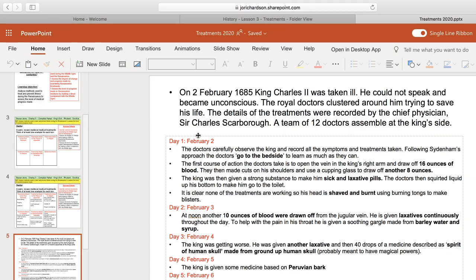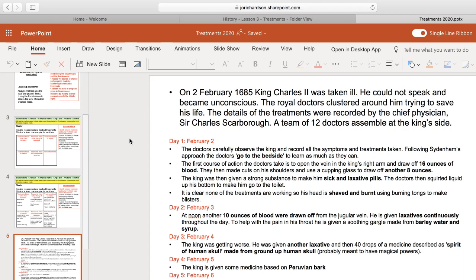So, just to give you some context here, and I'm just reading from the top here, on the 2nd of February 1685, King Charles II was taken ill. He could not speak and became unconscious. The royal doctors clustered around him trying to save his life. The details of the treatments were recorded by the chief physician, Sir Charles Scarborough, and a team of 12 doctors assembled at the king's side.